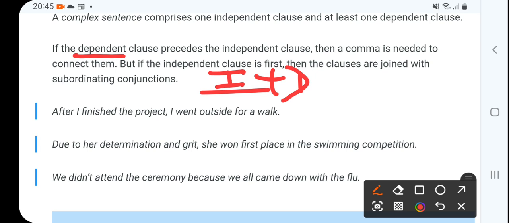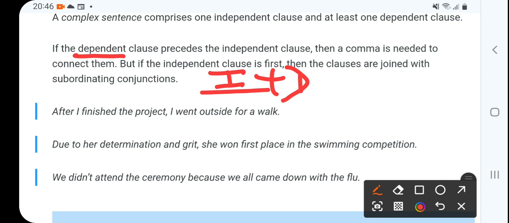If a structure is like this, then a comma is needed to connect them. For example, due to her determination and grit, right? So when the dependent clause precedes the independent clause, as in "We did not attend the ceremony," that is an independent clause, then a comma is needed to connect them.